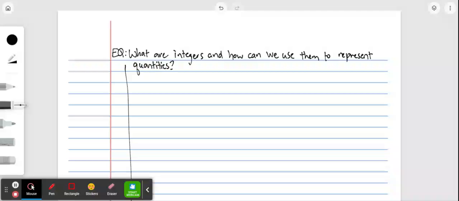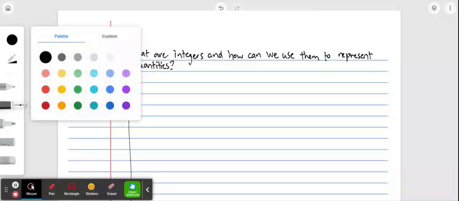All right, beautiful people. So today we're talking about what are integers and how can we use them to represent quantities. So the first thing we need to know is what is an integer, obviously. So let's start with some quick definitions.